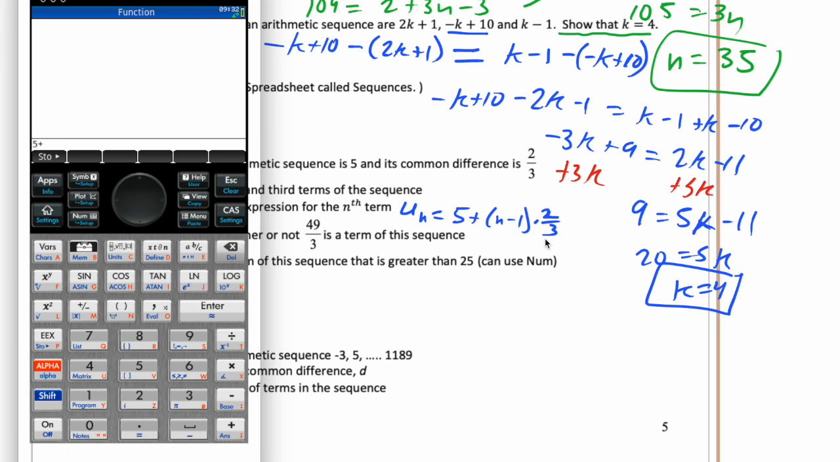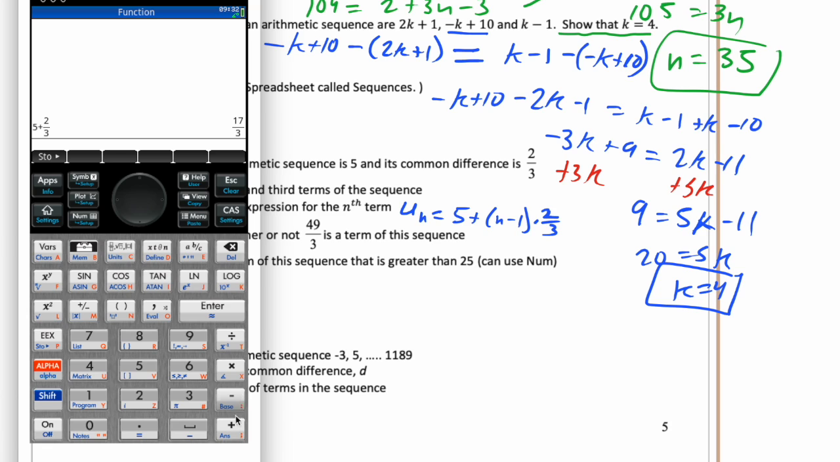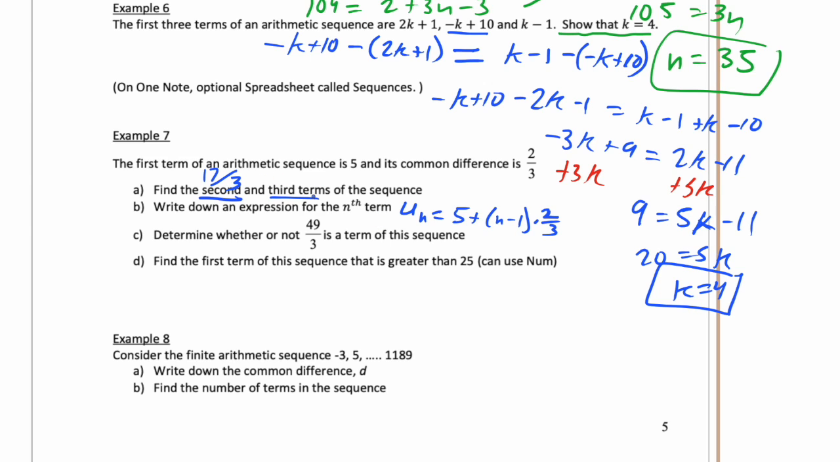Well, we can do that manually. 2 minus 1 is 1, so it's just 5 plus 2/3. Then you click the fraction button, and you can see it's 17/3, or even 5 and 2/3 if you wish. Maybe we'll do 17/3. Okay, so the second one is 17/3, and the third term is, we just add on another 2/3 to that, and you get 6 1/3 or 19/3. Okay, this makes sense. You're adding on 2/3 each time. This numerator is going to go up by 2 each time.